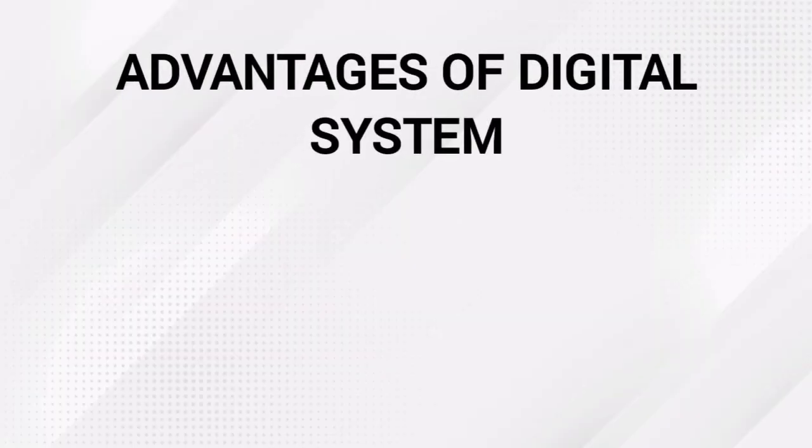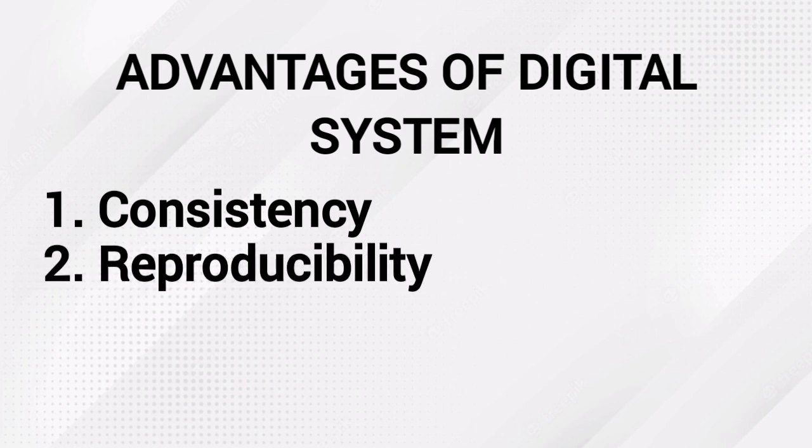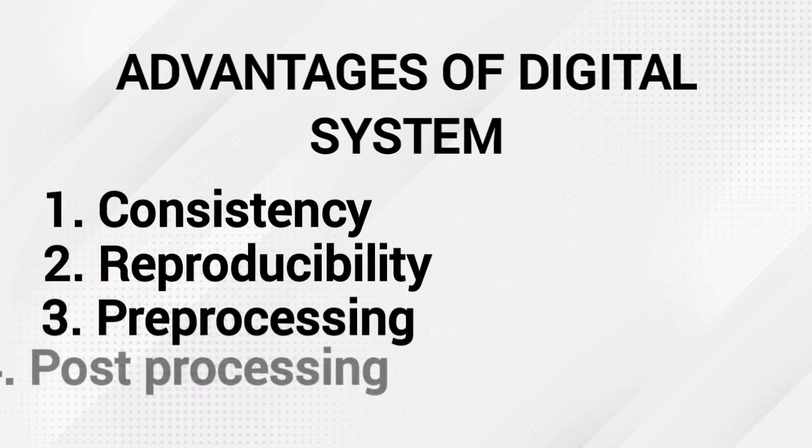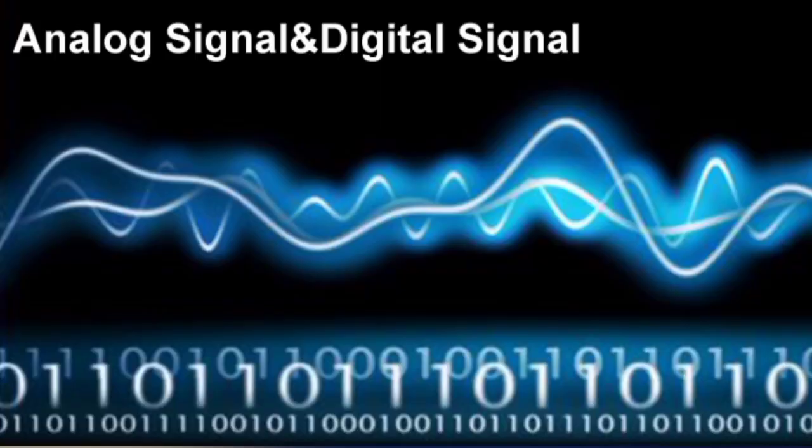So presently, we live in a digital world. Digital systems represent signals in binary numbers. Advantages of converting an analog signal into a digital signal are numerous. These include vastly increased consistency, reproducibility, pre-processing and post-processing, data transfer and storage. All modern ultrasound systems are digital systems. So in these systems, the analog RF signal from the transducer is converted into a digital signal so that the advantage of digital processing can be applied to the signal.